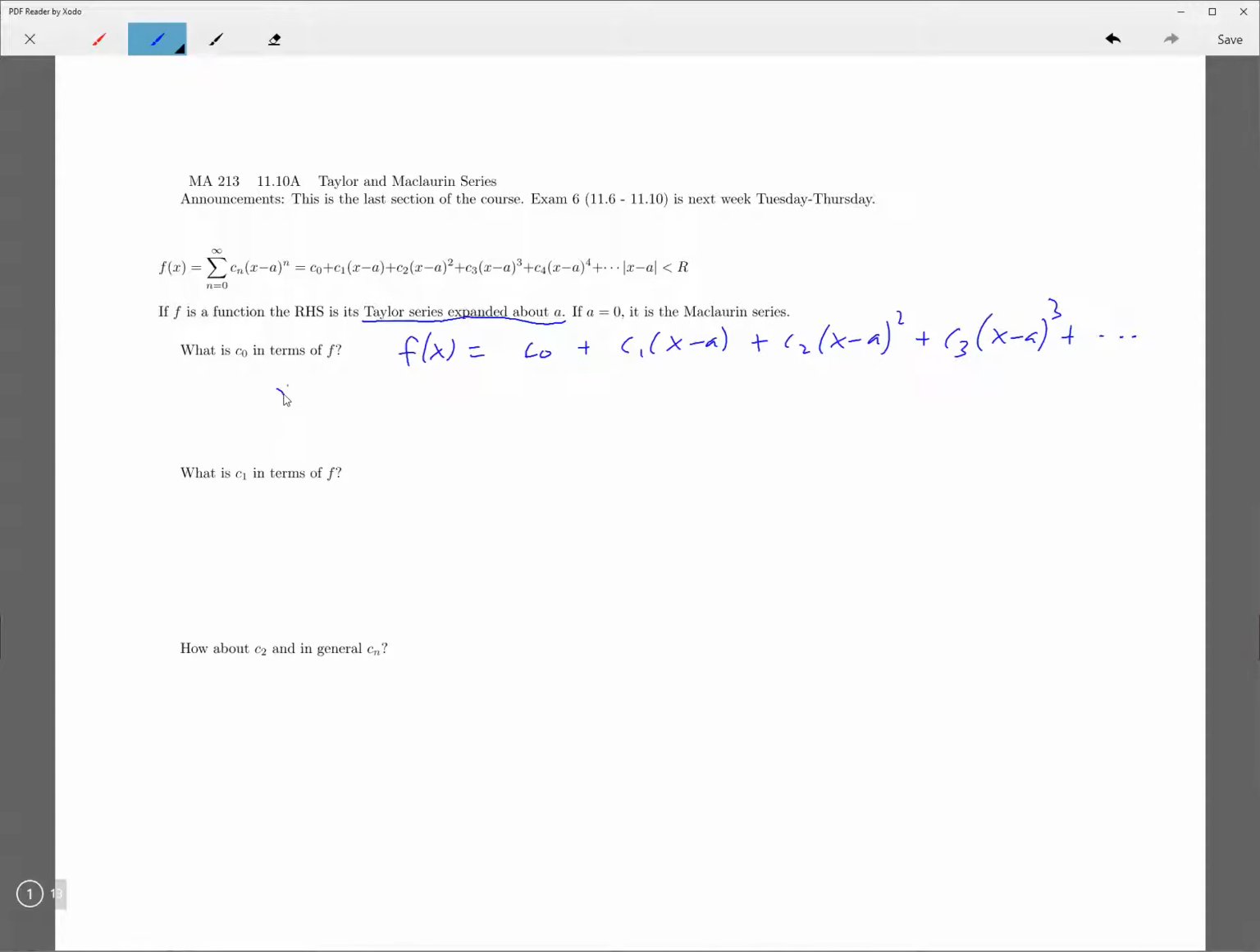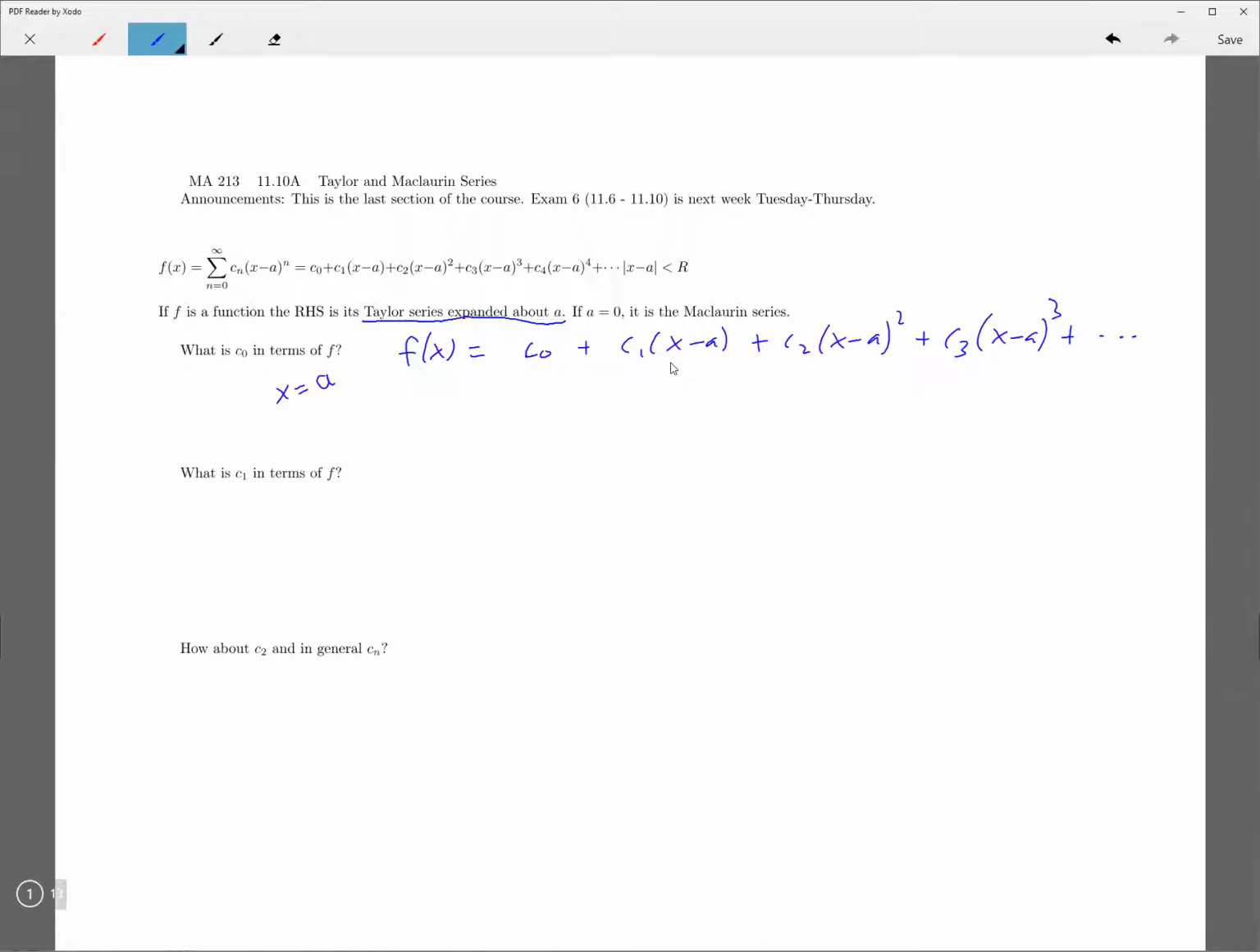Okay, let me give you a hint. What would be a nice value to set x equal to? 0. That's actually the second nicest value. There's one that's a lot nicer though. No, 1 is no. Okay, right here, what would you like to set x equal to? a, right?